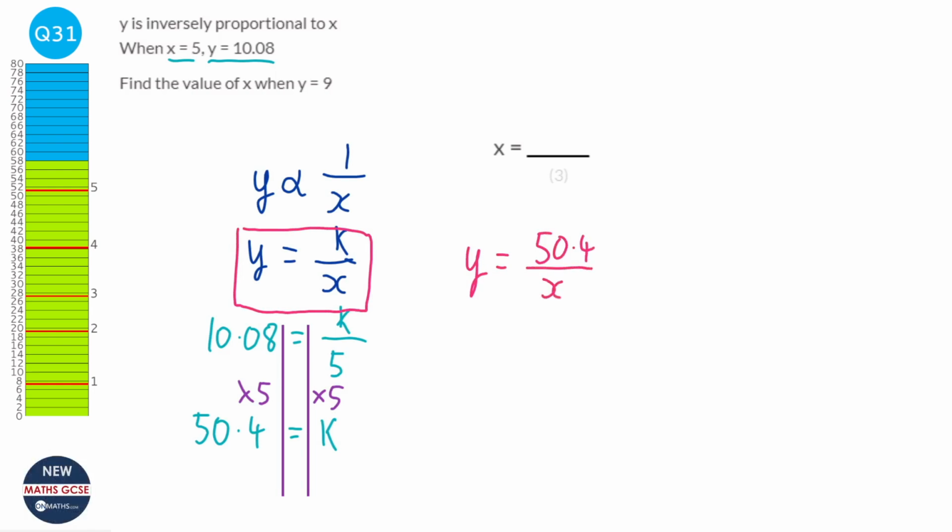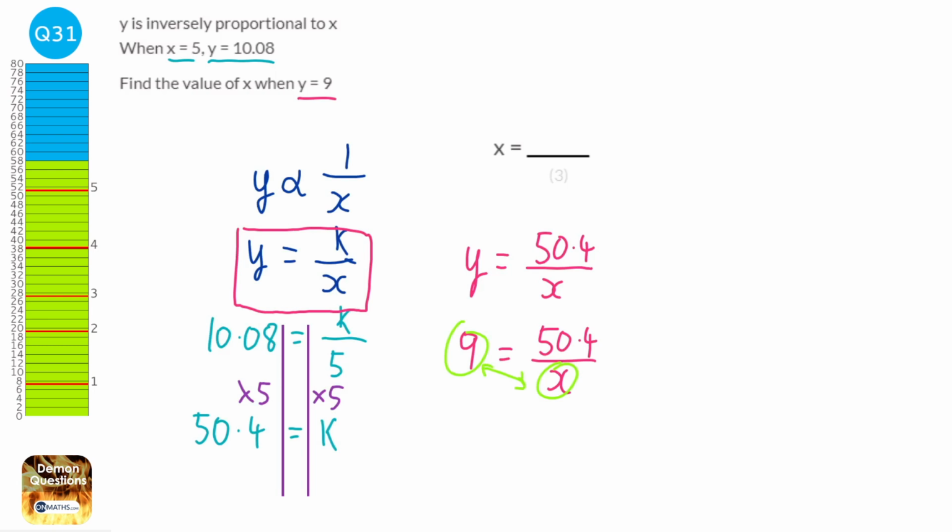We're asked to find the value of x when y is 9. So we've got 9 equals 50.4 over x. Whenever we've got the unknown at the bottom of a fraction and it equal to a number, what you can do is just swap these around. Effectively, we're timesing both sides by x and dividing both sides by 9. It really helps us out because it just says that x is equal to 50.4 over 9. We can just do that on the calculator and it gives us 5.6.